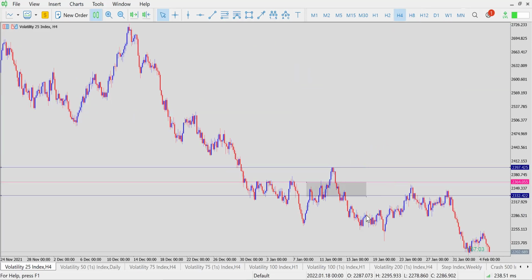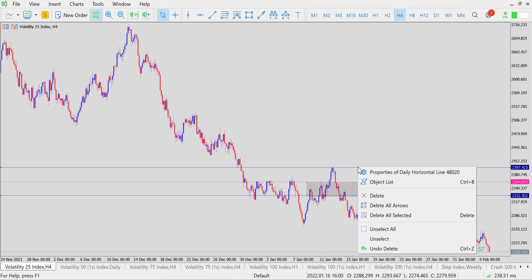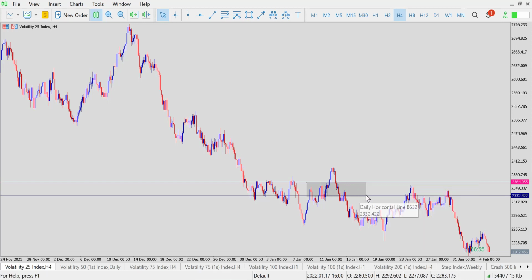Then from H4, the area that we are looking at is this area here. So this is not important anymore. I'm going to be focusing on this area here. So this is the mean threshold. This is the lowest point on the order block. So what we want to do is focus on order blocks that are within this region only.